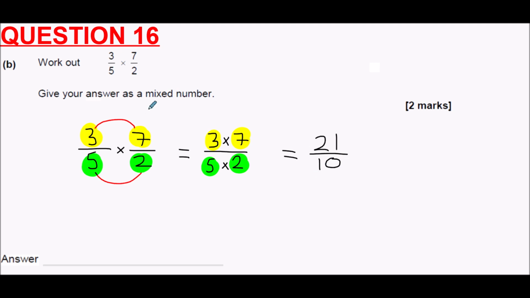That's 1 mark. We need to change it to a mixed number. And the way we change from a top-heavy fraction to a mixed number is we see how many times can we fit the bottom number inside the top. So how many 10s can we fit into 21? Well, 10 fits into 21 twice, with 1 left over. The remainder tells us how many tenths we have left over. So we've got 1/10 remaining. So 21 over 10 is the same as 2 and 1/10. And so that's the answer for 16 part B.